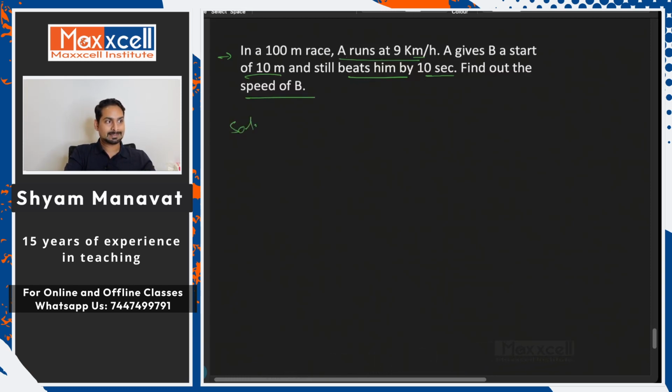A's speed is 9 km per hour. Now here you see 100 meters, 10 meters, 10 seconds. So first of all, I should convert this speed into meters per second. So I have 9 multiplied by 5 by 18, so that you convert into meters per second. Now you can see this is 5 by 2, right, so 2.5 meters per second.